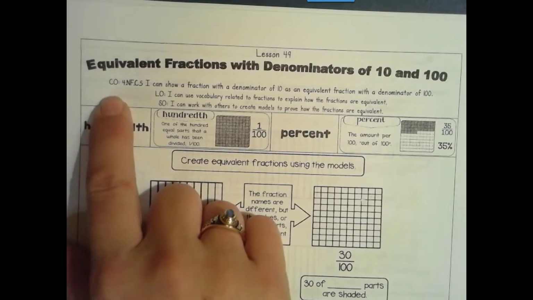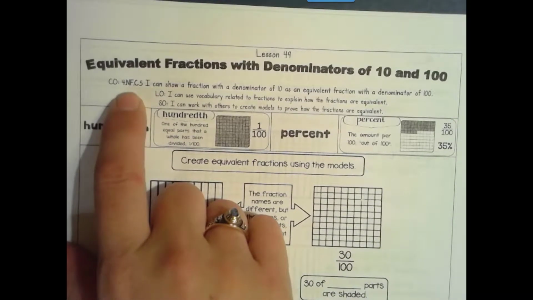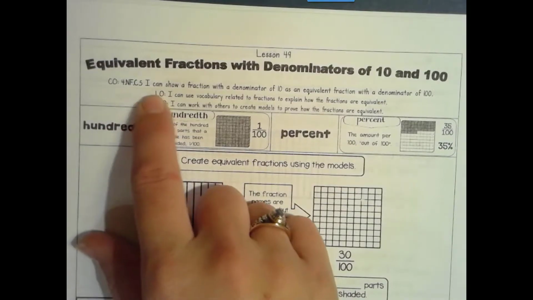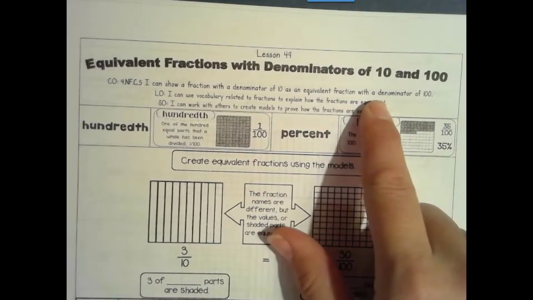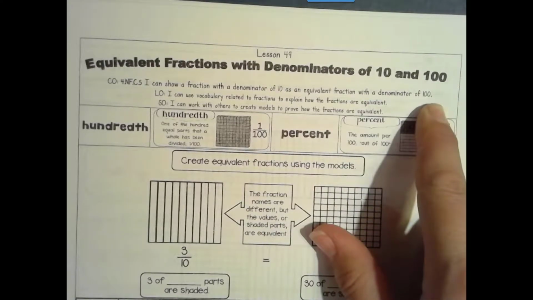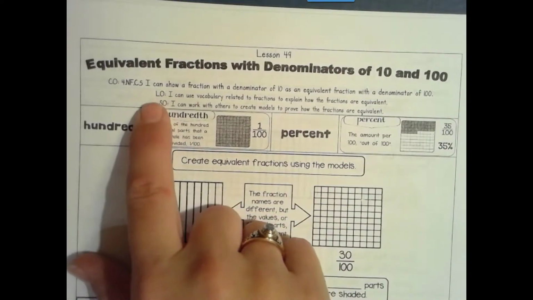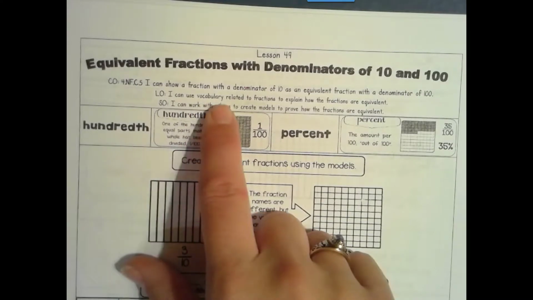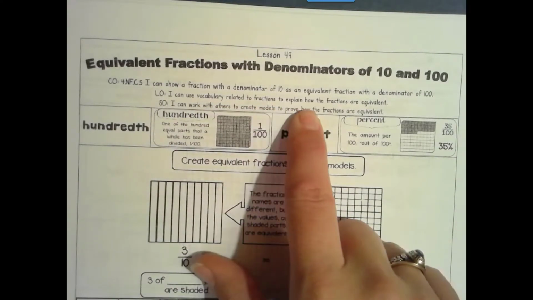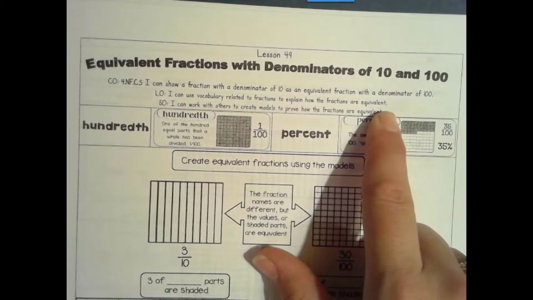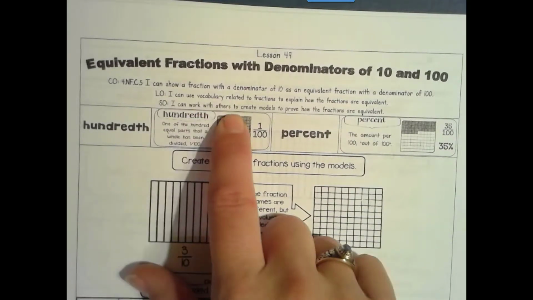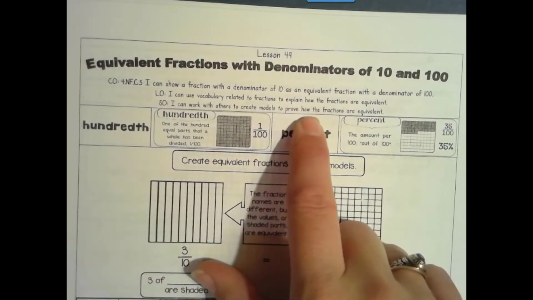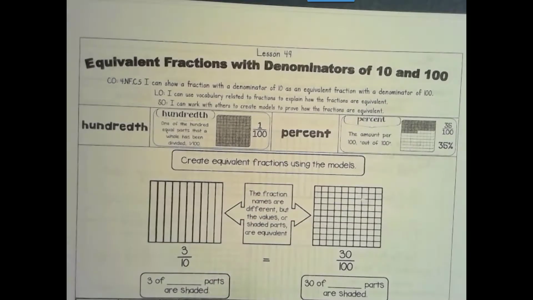So our content objective for 4th grade NF, numbers, operations, fractions, C5. I can show a fraction with a denominator of 10 as an equivalent fraction with a denominator of 100. Language objective. I can use vocabulary related to fractions to explain how the fractions are equivalent. Social objective. I can work with others to create models to prove how the fractions are equivalent.